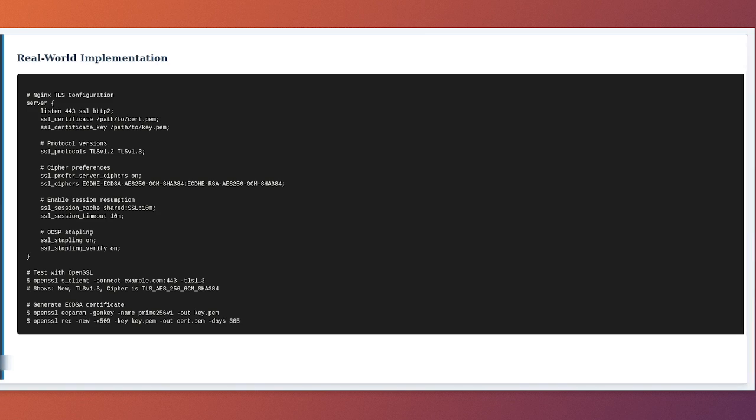For debugging TLS issues, Wireshark is indispensable. It can decode TLS handshakes, though not the encrypted data, of course, and show you exactly what's happening on the wire. You can see each handshake message, which ciphers are offered and selected, and identify where connections are failing. For development, you can even configure Wireshark with your server's private key to decrypt traffic for analysis, though this should never be done in production.